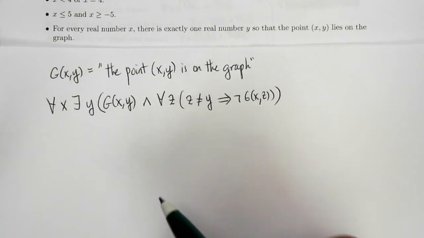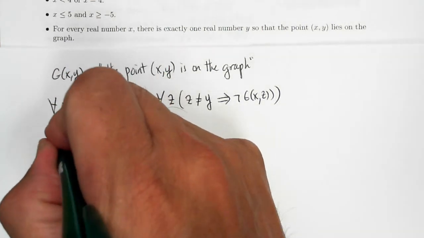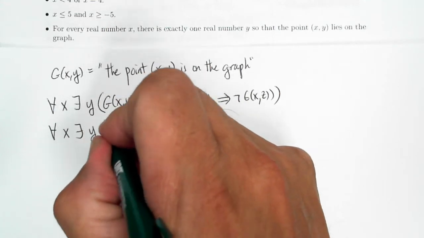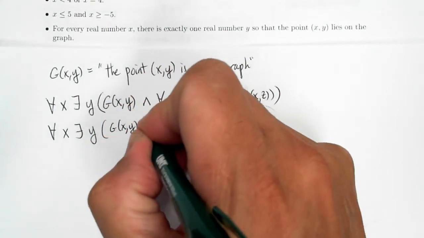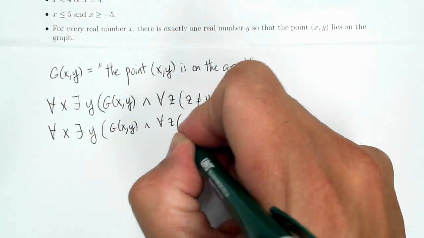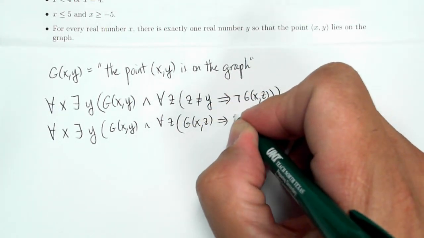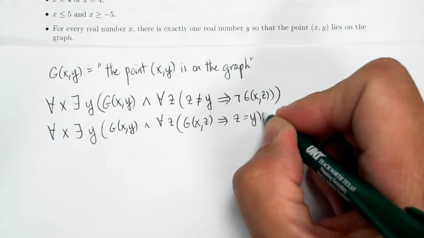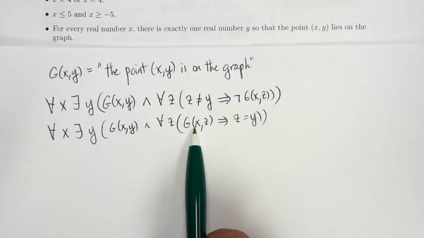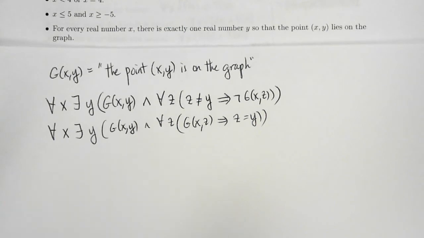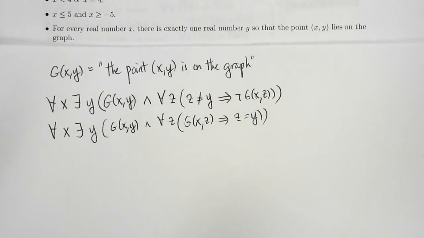We could have flipped this around and used the contrapositive, so what I'm about to write is also a correct way of writing this. For every x, there exists a y such that (x, y) is on the graph, and for all other points z, if (x, z) is on the graph, that implies that z is equal to y. So if (x, z) is on the graph, then z is equal to y, and furthermore, the point (x, y) is on the graph. So those are the original statements.